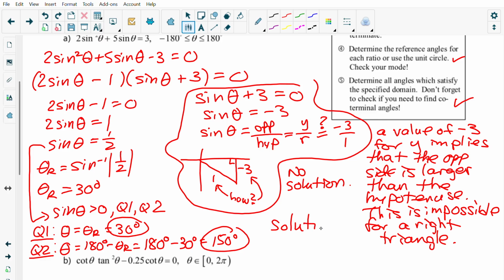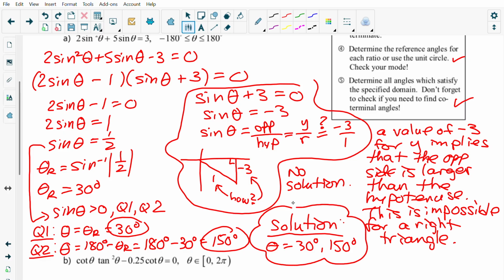So my solution is theta equals 30 degrees and 150 degrees.